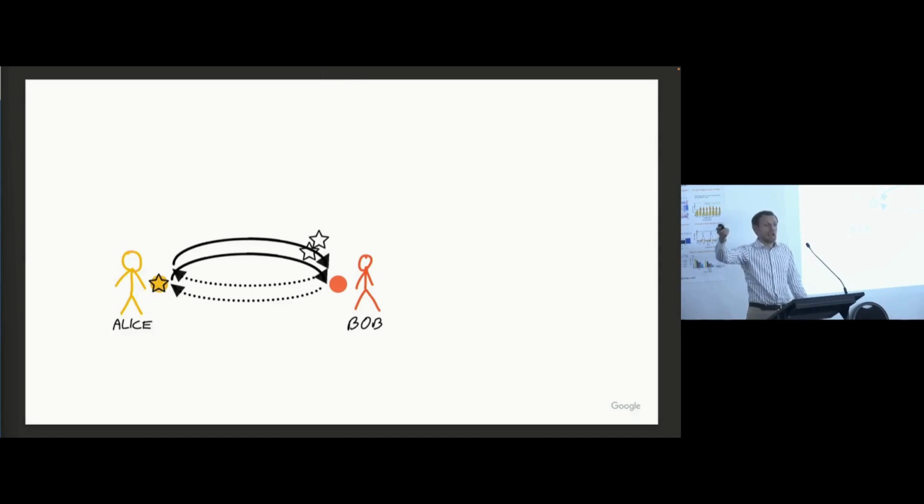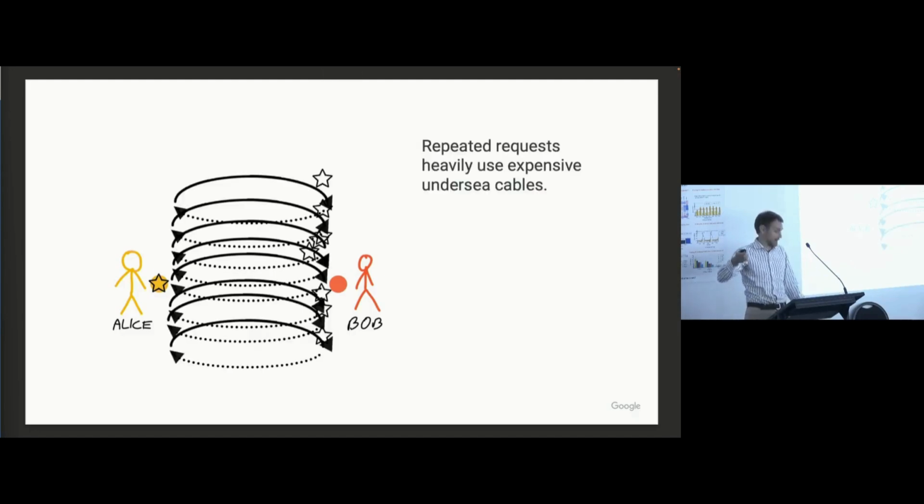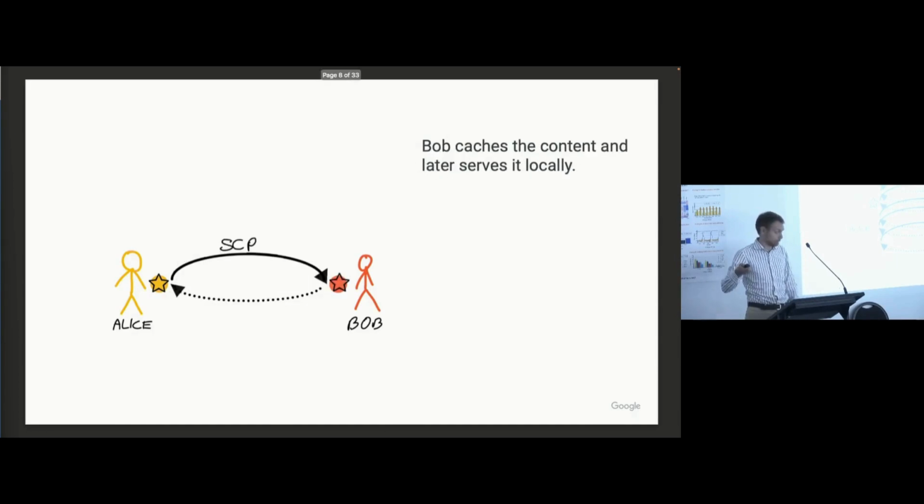But say that the movie is really good and Uncle Bob wants to see the movie again. And then the movie is really good, so Uncle Bob throws a party for the rest of the family, and lots of family members want to see this movie on their local devices, right? So we end up with repeated usage of these expensive undersea cables. But of course there is a better way. Uncle Bob, before the party, does SCP, copies the file to Brussels, and then serves this file locally for the rest of the family.